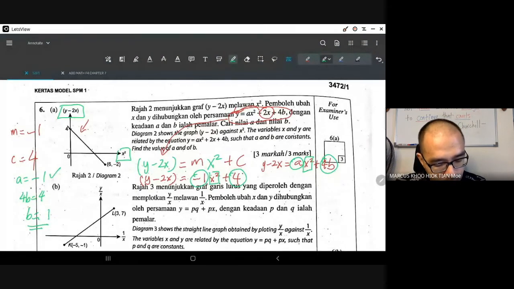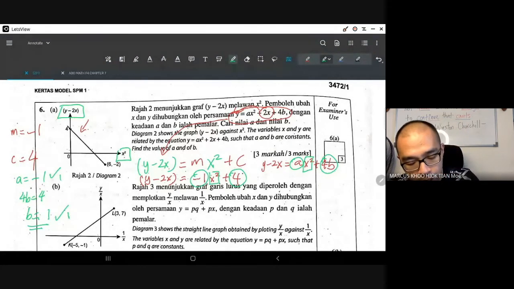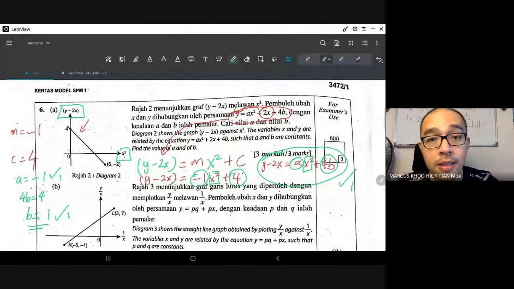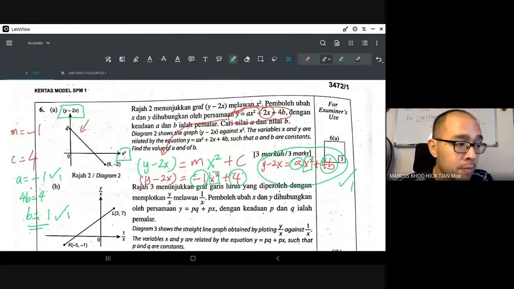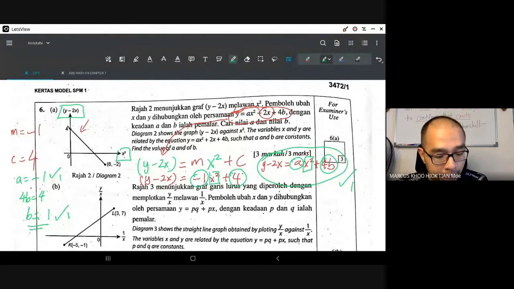Here 1 mark, here 1 mark. This change, moving the term over, is 1 mark. It's only 1 mark. So that's why it's a 3 mark question. But again, look at the axes properly. Form the equation of the straight line according to the graph before you look at the equation over here. Form the equation first.